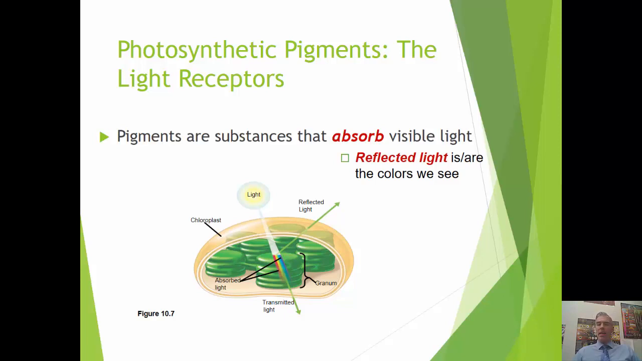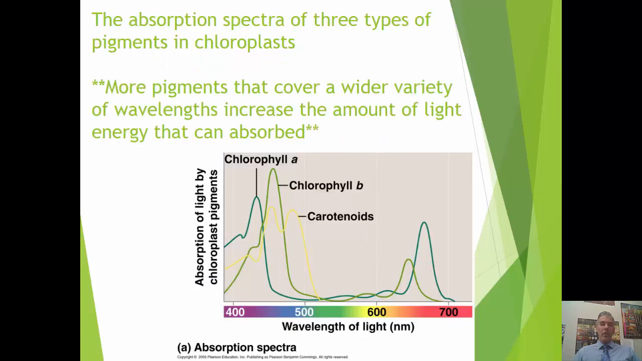Okay, so remember that idea. It's very important to understand. The reflected light is not absorbed, right? What you see when you look at a pigment is what it does not use. So here's what's called an absorption spectra. The AP Biology exam loves absorption spectra. And so basically what this shows, high peaks are where it absorbs light, and low valleys is where it reflects.